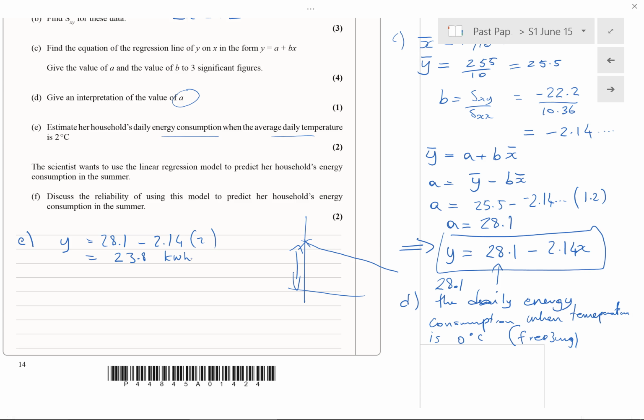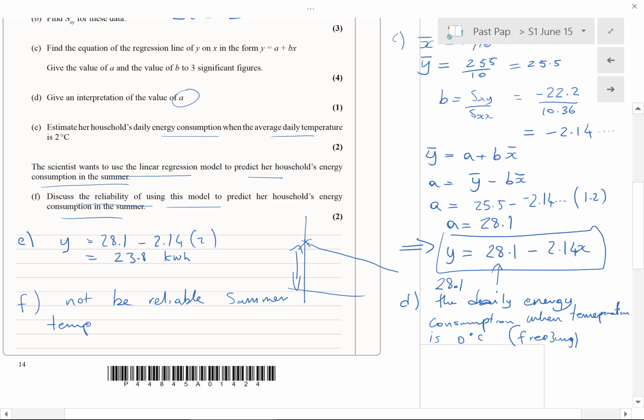Okay, now the scientist wants to use the linear regression model to predict her consumption in the summer. Discuss the reliability of using this model for summer. Well, it would not be reliable. Summer temperatures are much higher, and we cannot extrapolate. So we couldn't extrapolate the model.